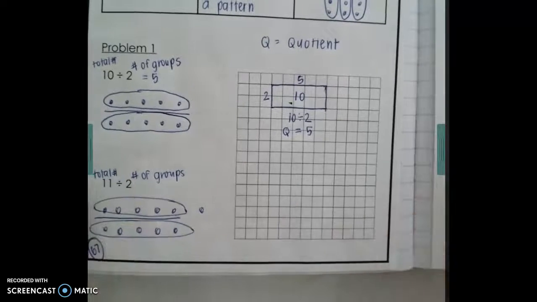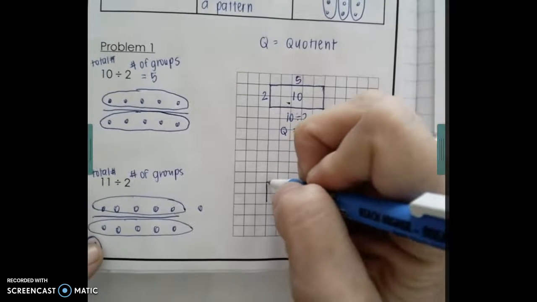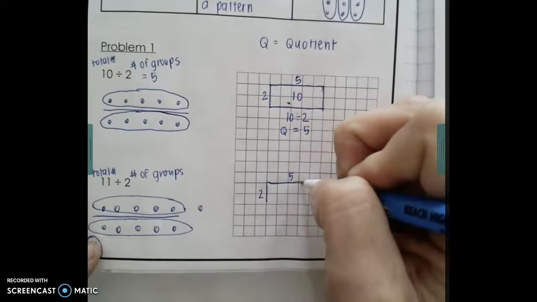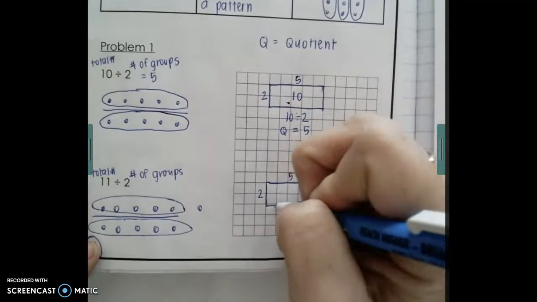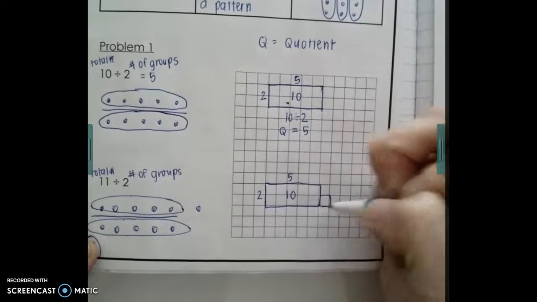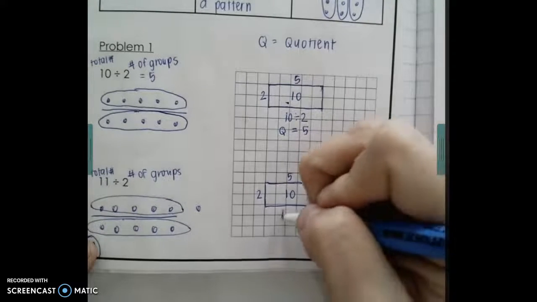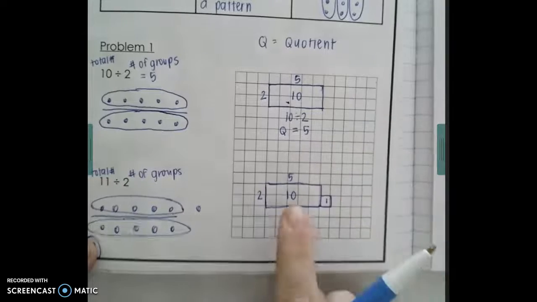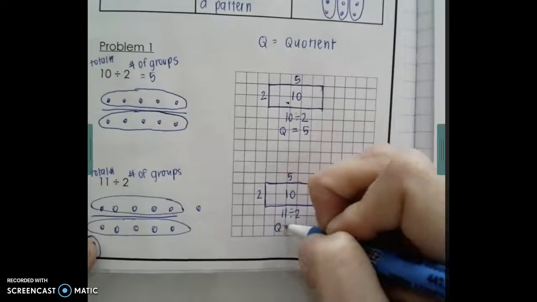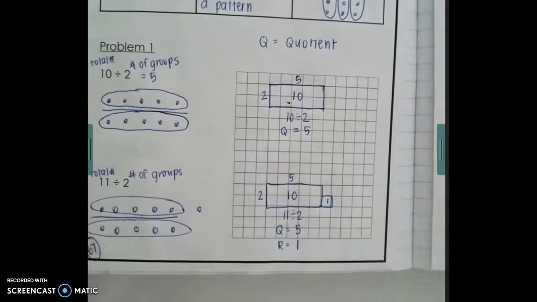When we draw our area model, we're going to draw it like this. I'm going to draw my nice even 10, my 2 groups of 5: 1, 2, 3, 4, 5. Here's my 10 on the inside, and then I'm just going to draw an extra little 1 on the outside for that remainder. So 11 divided by 2, here's my 11, 10 and 1, is going to be a quotient of 5 but a remainder of 1.